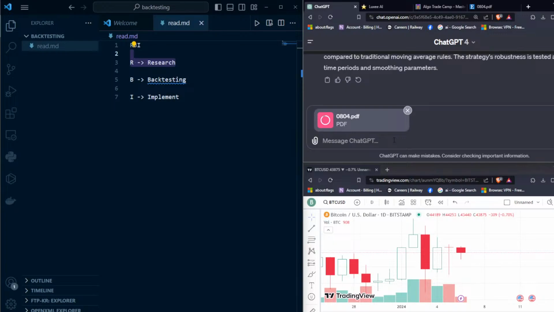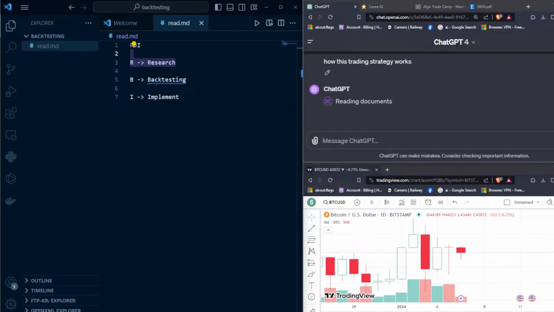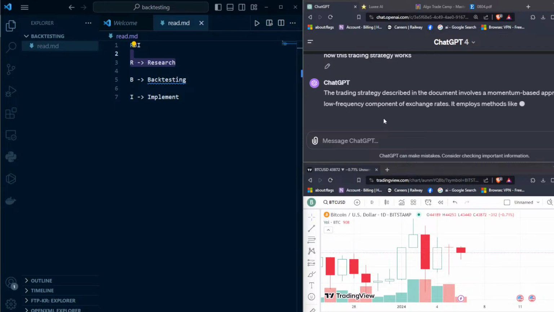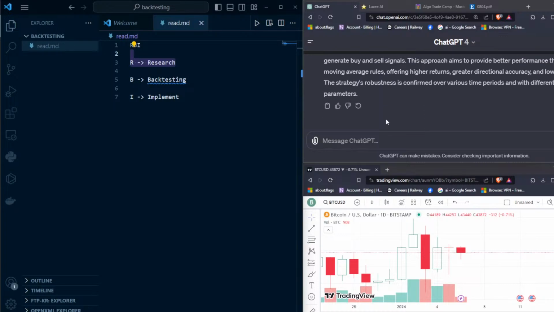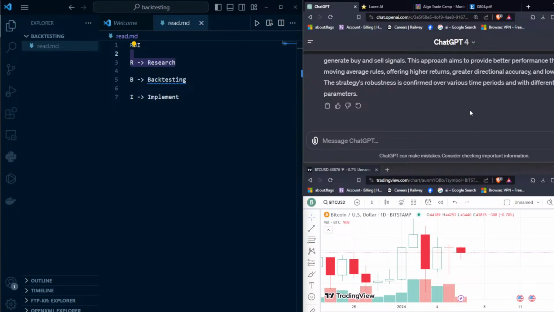Maybe we can try another prompt. We could say, how this trading strategy works. The trading strategy described in the document involves a momentum-based approach using the low-frequency component of exchange rates. It employs methods like the Hodrick method. Okay, this is not much of a difference.